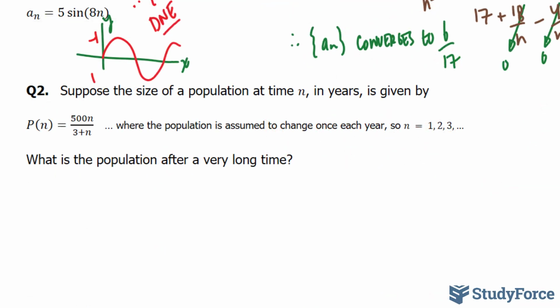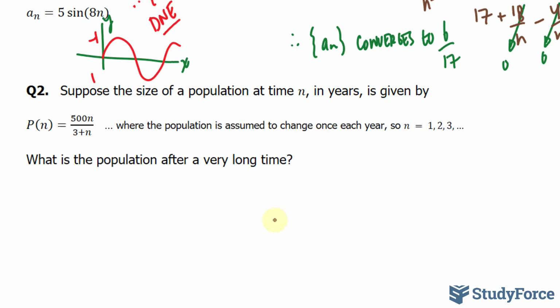Question 2 asks, suppose the size of a population at time n in years is given by p of n is equal to 500n over 3 plus n, where the population is assumed to change once a year, so n is equal to 1, 2, and 3. What is the population after a very long time?